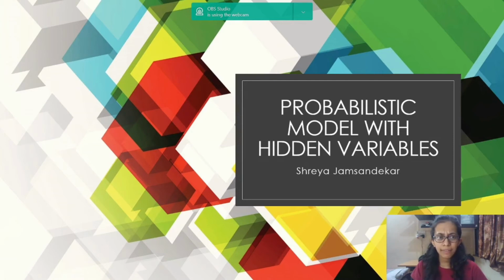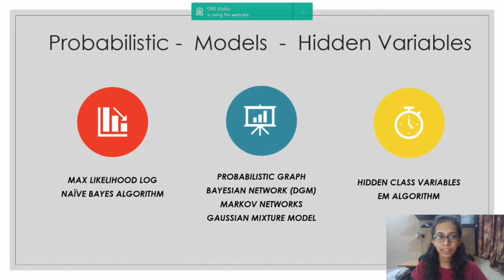Now the title itself is big, so I've broken it down into three things: probabilistic or probability, models, and hidden variables. In probability, we have two things to learn: max likelihood log and the naive Bayes algorithm. Now max likelihood log is pretty important. But let's make the first thing, likelihood.